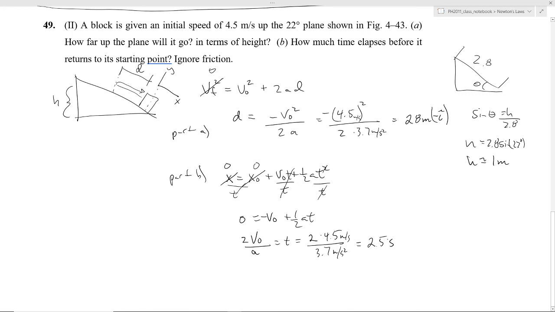So this is another nice example where we're connecting this new stuff, working with the block on an incline, back to kinematics. So you can expect problems like this in your homework and on exams, etc. So hopefully this helps give you some guidance on how you can approach problems like that.